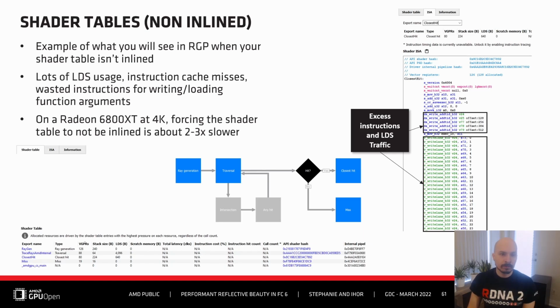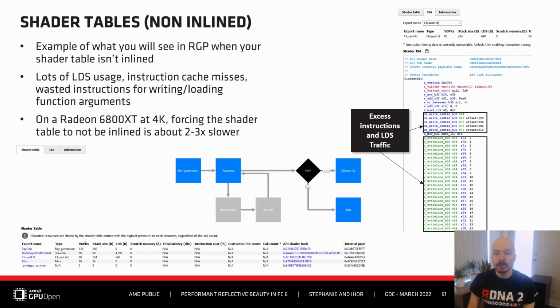To figure out if you're actually running into this issue, that your shader table isn't inlined, you can take an RGP capture and then highlight your event. And if you see a tab that says shader table, then you know that your shader tables are not inlined. You can see a picture of what this looks like at the bottom, where we have all of the shader table entry names, and then we have a graph showing the actual execution flow for the different ray tracing shaders. If you click on the ISA, you'll have different ISA for the different shader table entries.